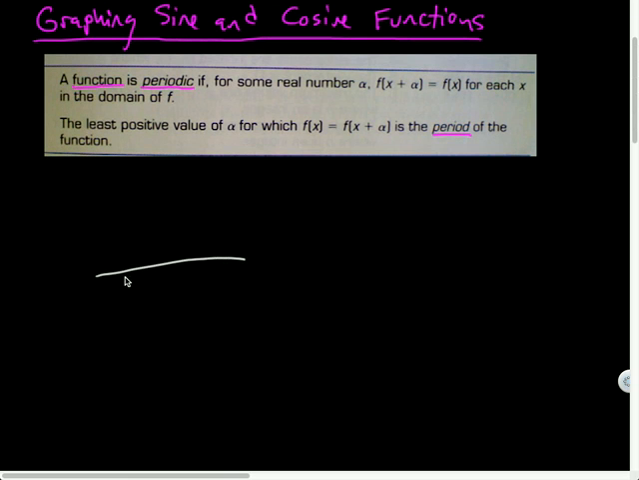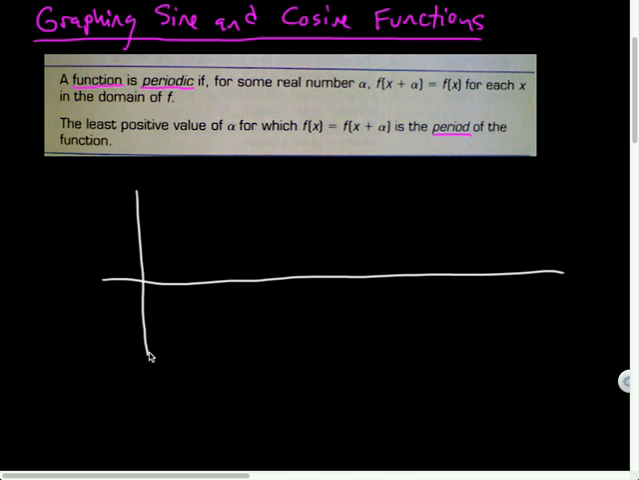Here we go. Here's a y and x-axis. All right, so this is an example of a periodic function. What if I had this?